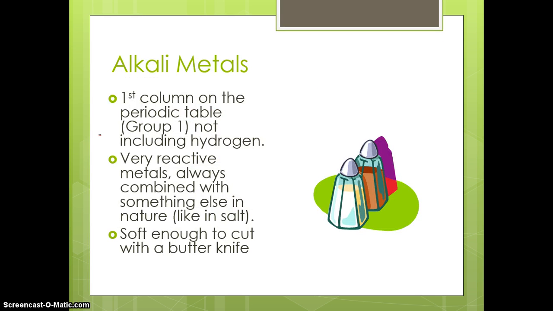Now the first column on your periodic table is called the alkali metals. Remember that this group does not include hydrogen. This is a very reactive set of metals, so reactive that it typically exists as a compound. Think like sodium chloride. Sodium is an alkali metal. When we have pure forms of these metals, they're very soft. You can cut it with a knife. And they tend to have to be stored in mineral oil because they will react with water vapor in the air.